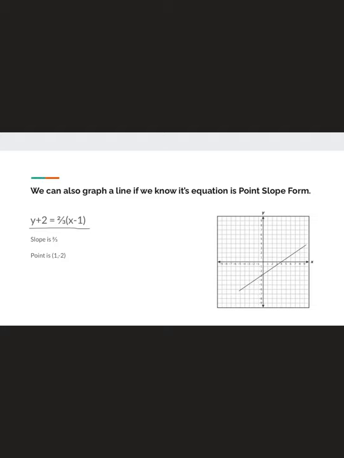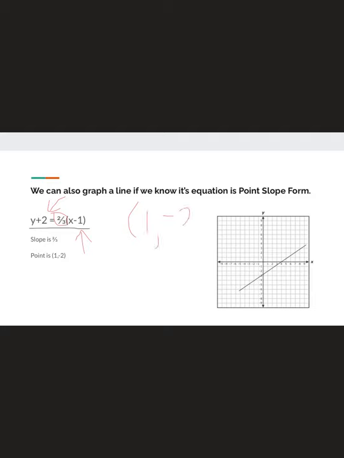So we know our slope is 2/3, and we know one of our points. So this is an x value right here, and this is a y value right here. Remember, because of subtraction, it's going to be the opposite of this sign. So my x value has to be +1, and my y value has to be -2.